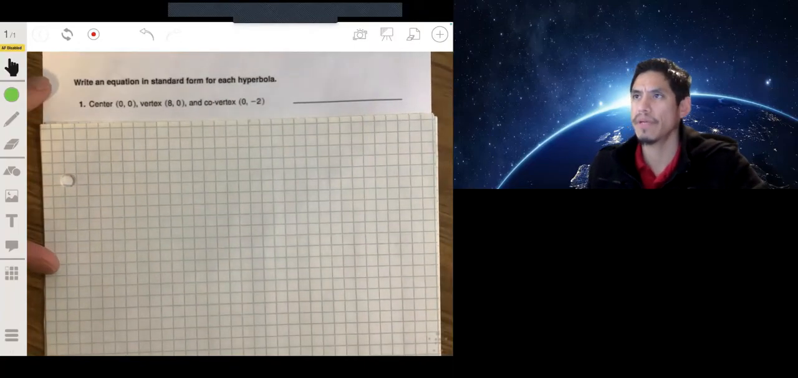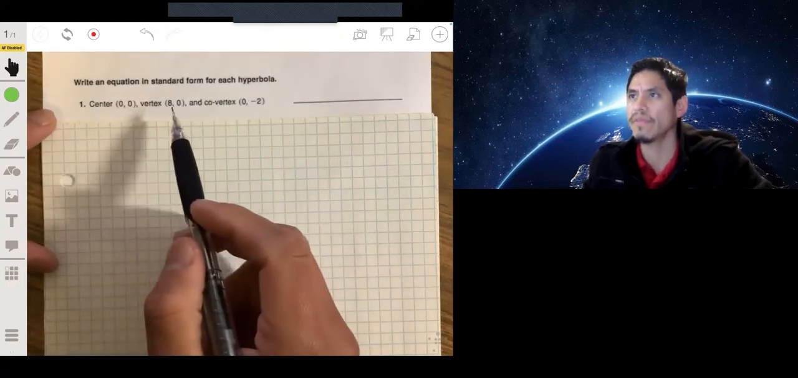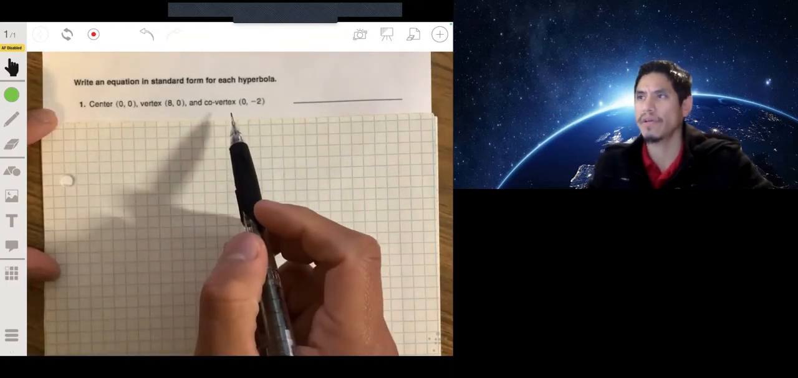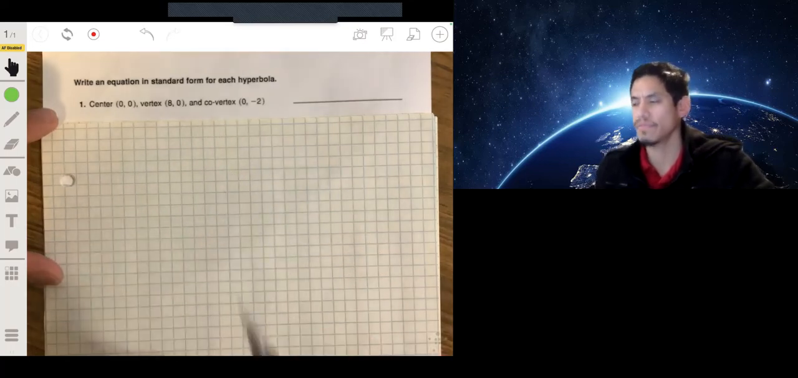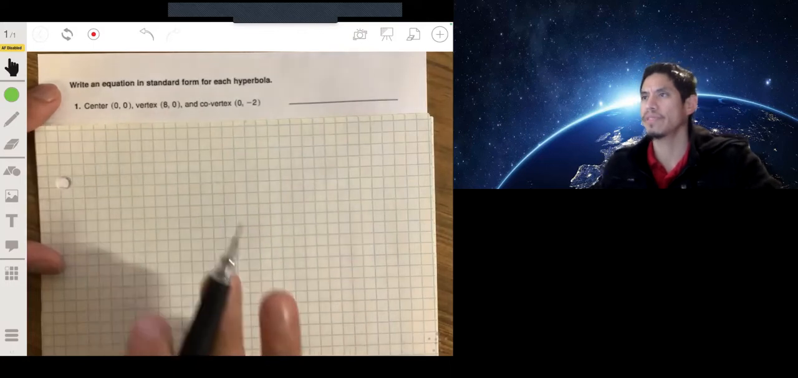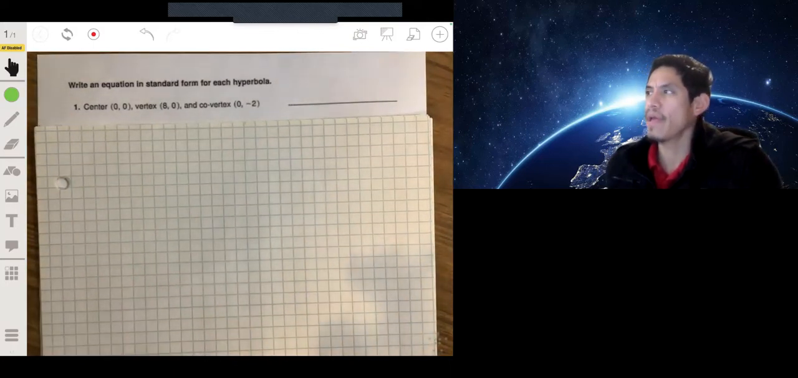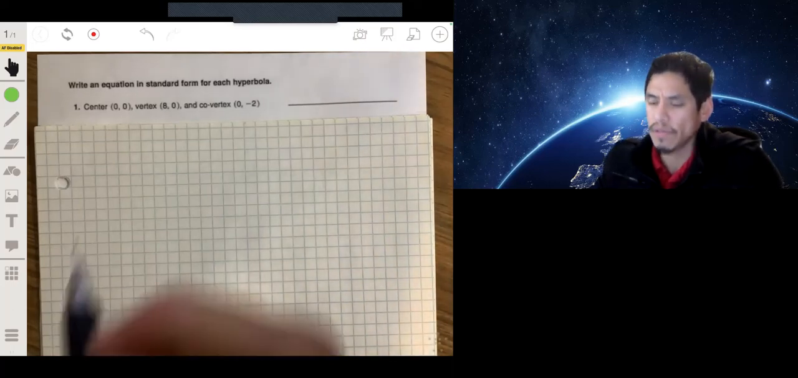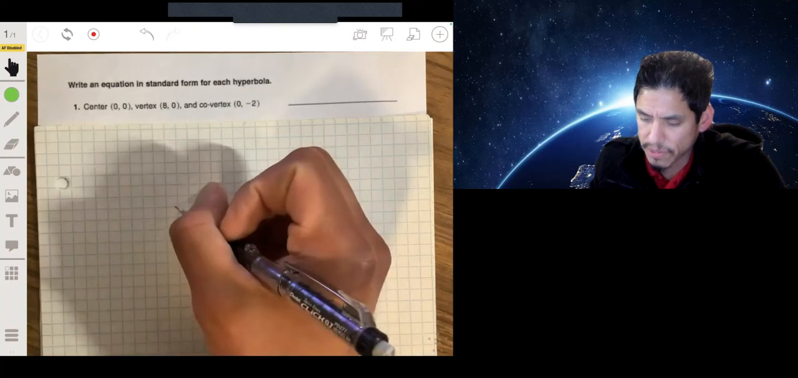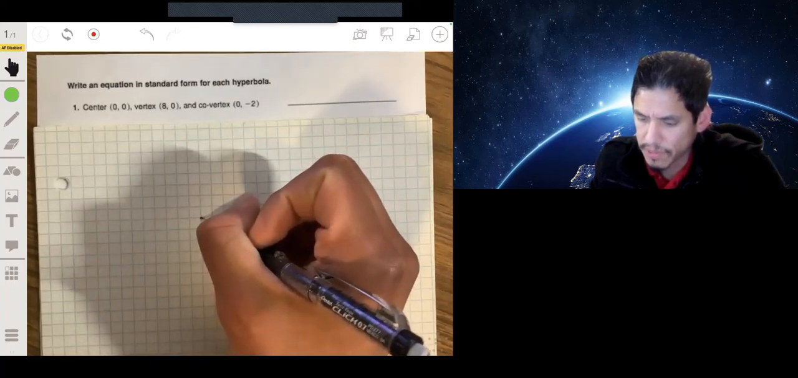Alright, so we're going to write the equation in standard form of the hyperbola with the center at 0, 0, a vertex at 8, 0, and then a co-vertex at 0, -2. So I'm just going to use a graph here to graph these points and figure out the equation, because it's going to make it a lot easier and make it so you can understand the concept better. So we'll just say 0, 0 is over here.